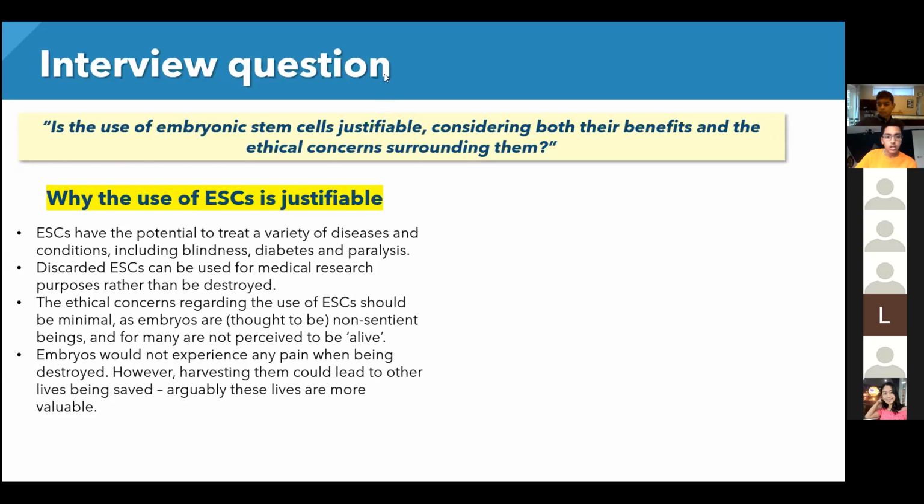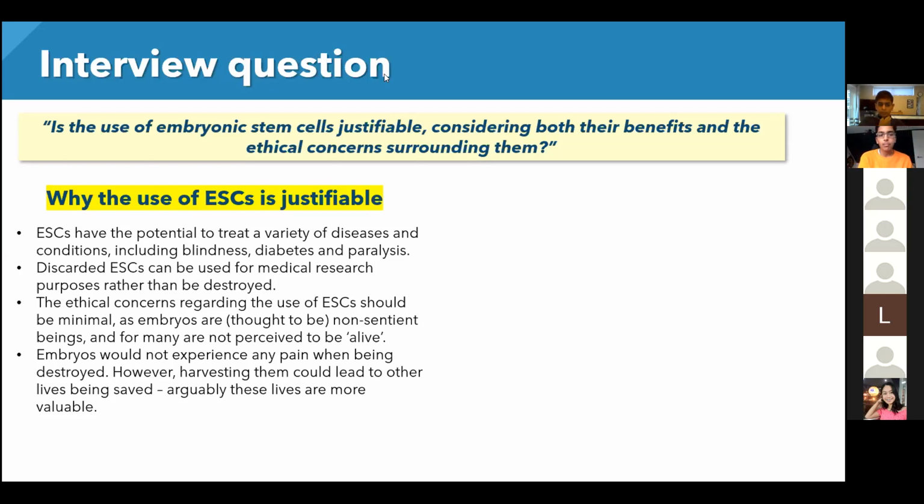The ethical concerns regarding the use of embryonic stem cells, like we just talked about, should be minimal, as embryos are thought to be non-sentient beings and for many are not perceived to be alive. So this is again quite controversial, because some people do believe that embryos are sentient and some don't. So that depends on people. Again, that's autonomy. Regarding the minimal concerns, that's highly subjective, so I doubt that's true. But again, it is possible to save lives with this.